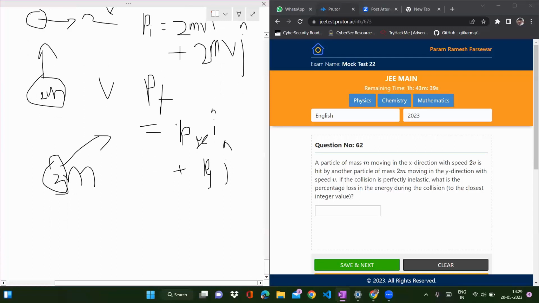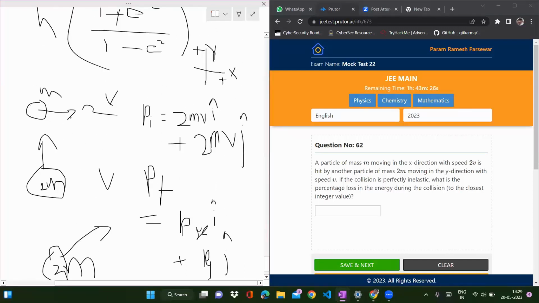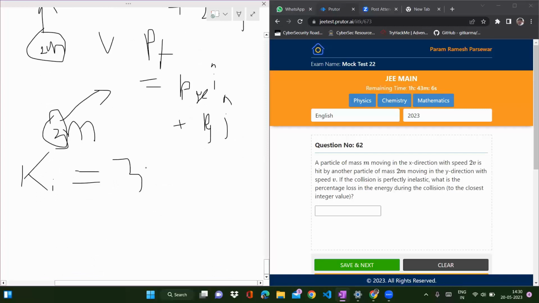So now we need to calculate the energies. K initial can be calculated by the half mv square formula. For this mass, half m into 2v whole square plus half into 2m v square. So it comes out to be 3mv square.